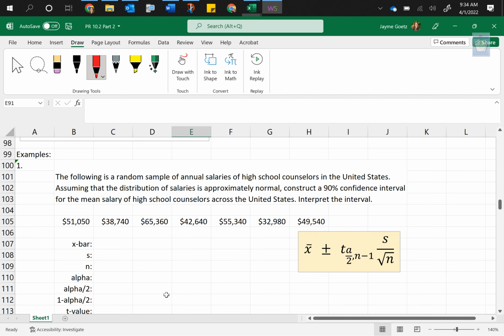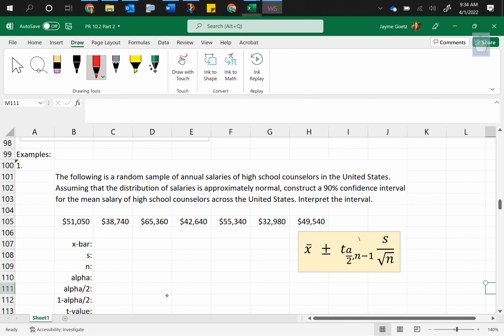And that means we're going to use this little formula right here. x bar plus or minus t sub alpha over 2, comma, n minus 1. Notice right here, they're literally reminding you about the degrees of freedom. They're reminding you about that. And then multiplying it by the standard deviation over the square root of the sample size.